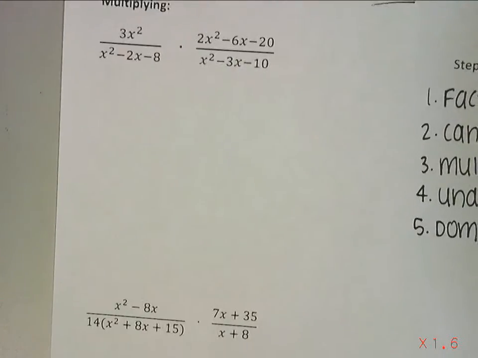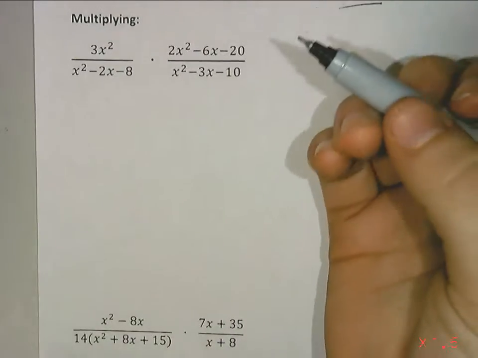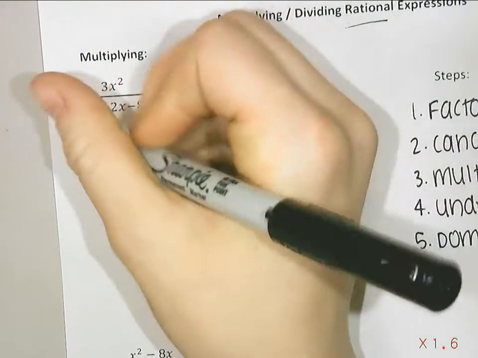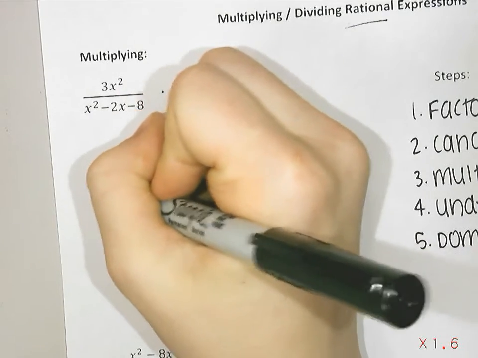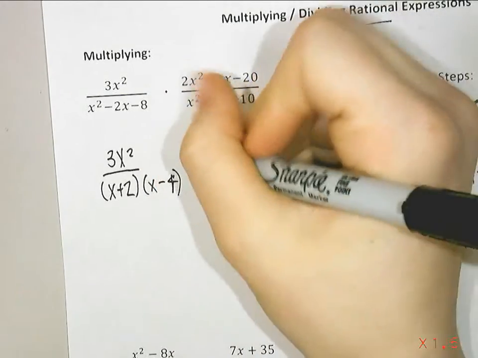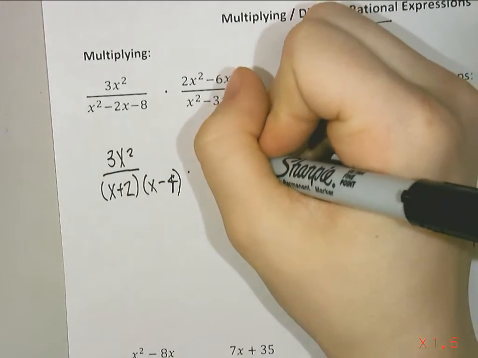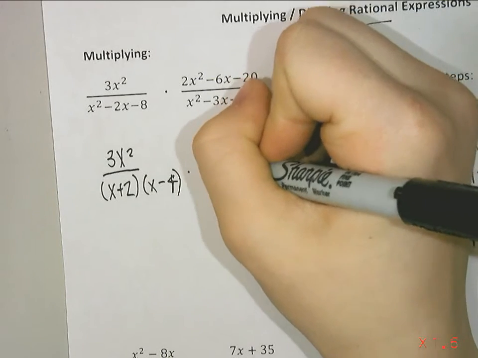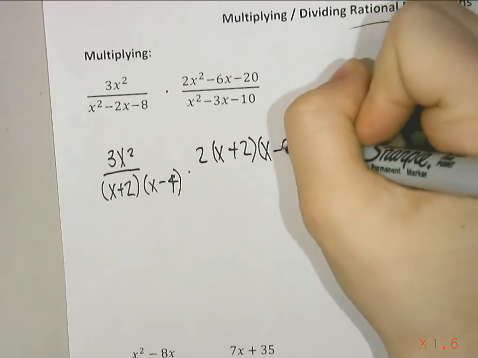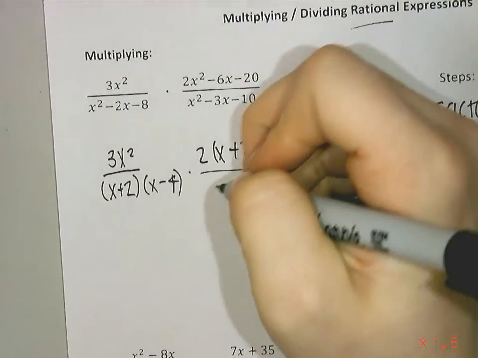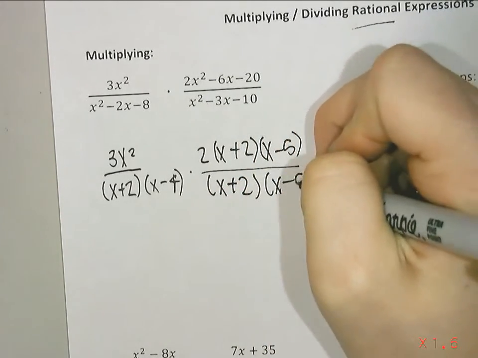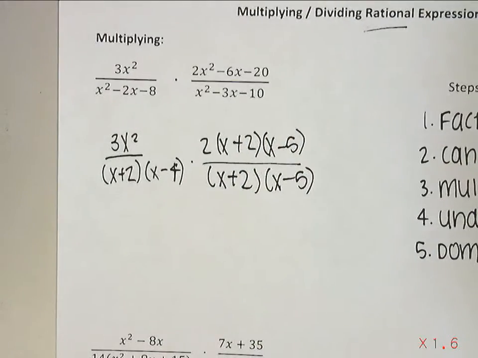So, first step is to factor. You can't factor the top here, but you can factor the bottom. So, it'll be x plus 2, x minus 4. And then, on the top here, you can pull the 2 out of the rest. So, it's just 2, and then x minus 5 over x plus 2, x minus 5. So that was step one.